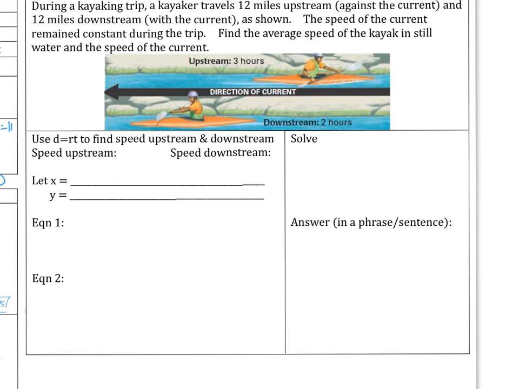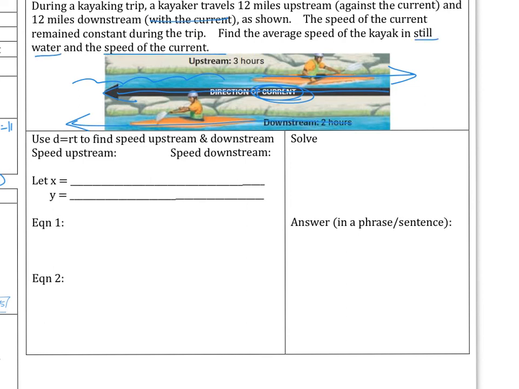During a kayaking trip, a kayaker travels 12 miles upstream against the current. So the current is going in this direction. And this guy is going upstream, so that means it's going against the current. And 12 miles downstream with the current as shown in the picture. The speed of the current, meaning the speed of the water, remained constant during the trip. Find the average speed of the kayak in still water and the speed of the current.